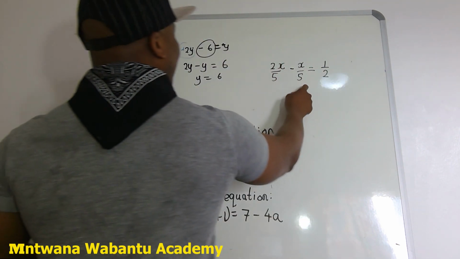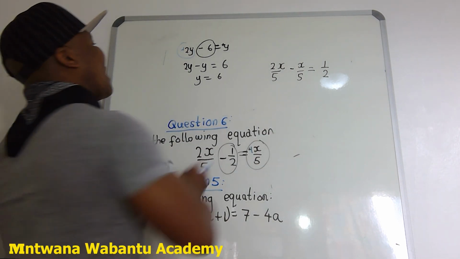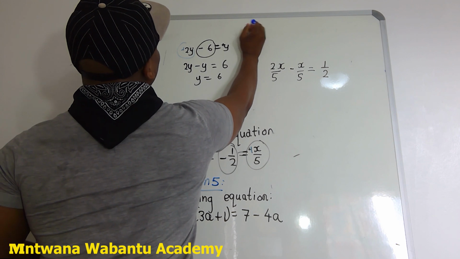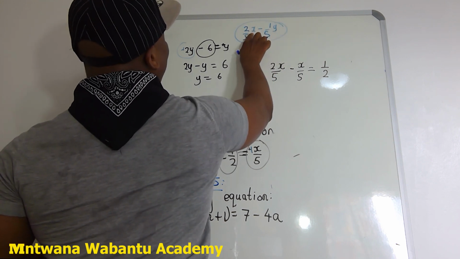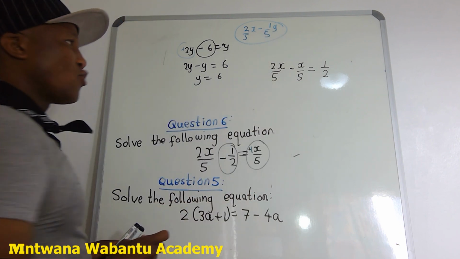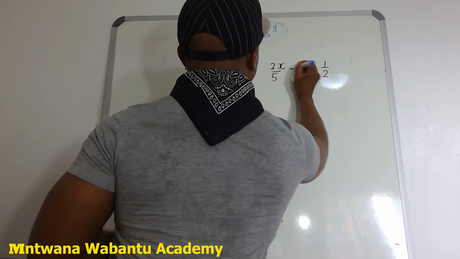So these are like terms. When you deal with like terms, it means you can subtract them. But if you just had, let's say, 2 over 5x minus 1 over 5y, there's nothing you can do here because this is x, this is y. So you don't have to do anything. But for this case, these are like terms. So you can put them together.